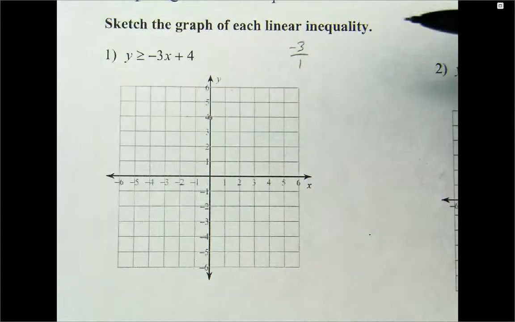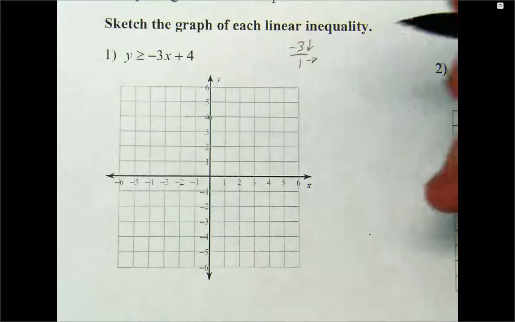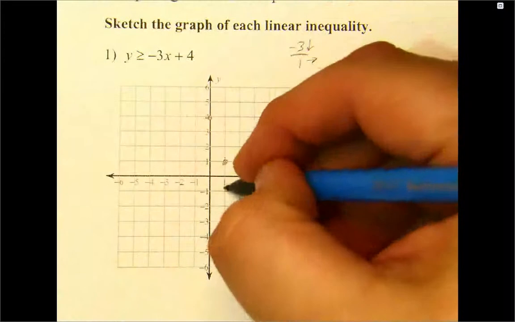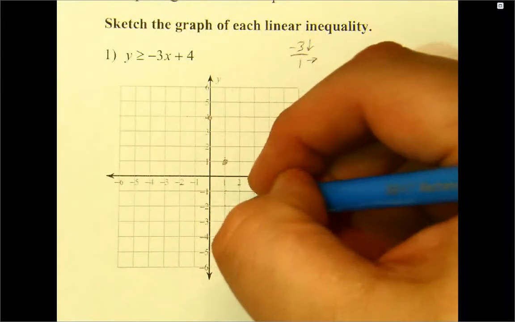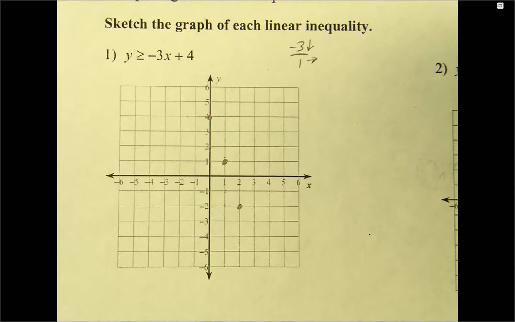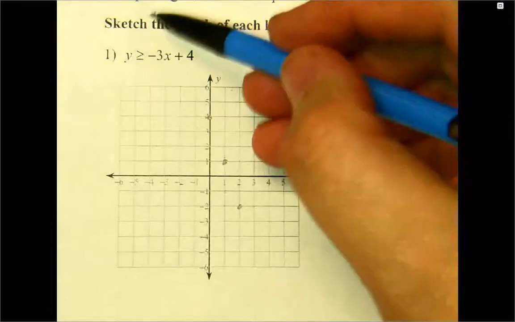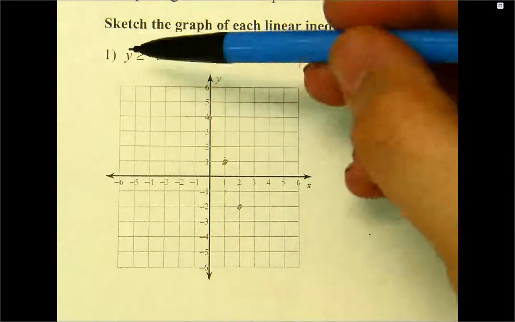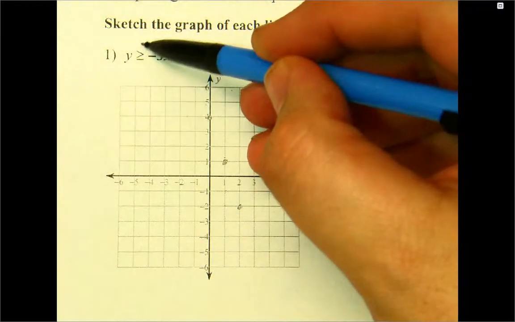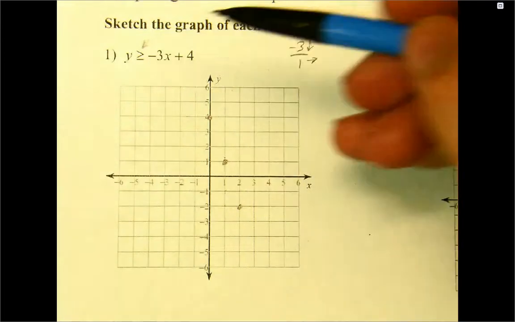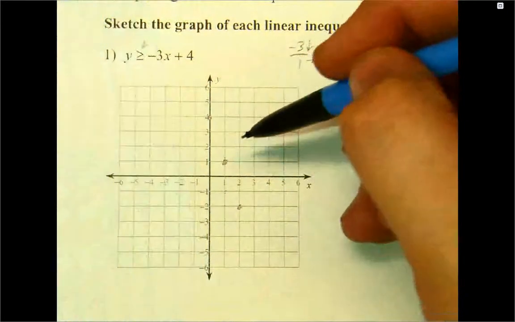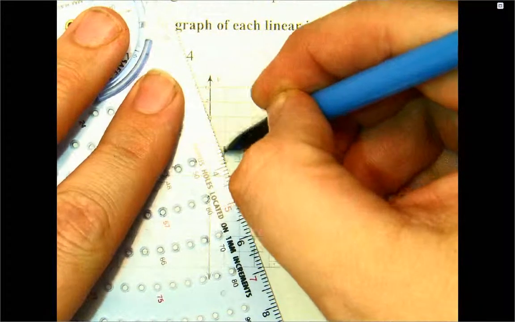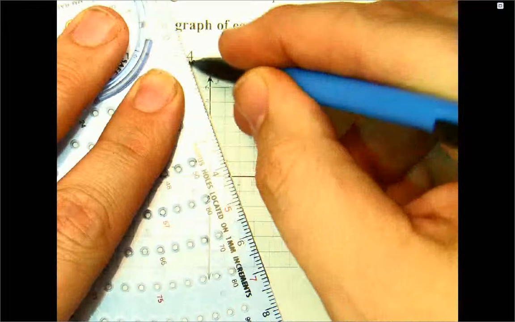Alright, since it's negative 3 over 1, down 3, right 1. So 1, 2, 3, right 1. We could do that again if we wanted to. I just did the slope twice. Now, if it's greater than or equal to, is it going to be a solid line or is it going to be a dashed line? It is going to be a solid line.